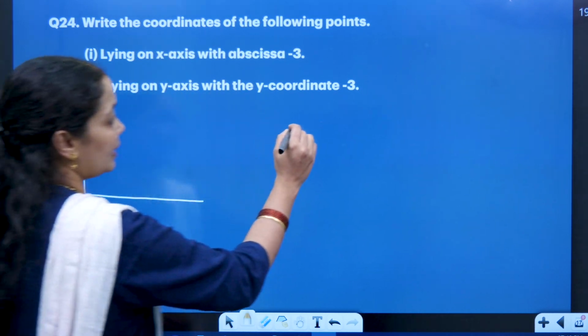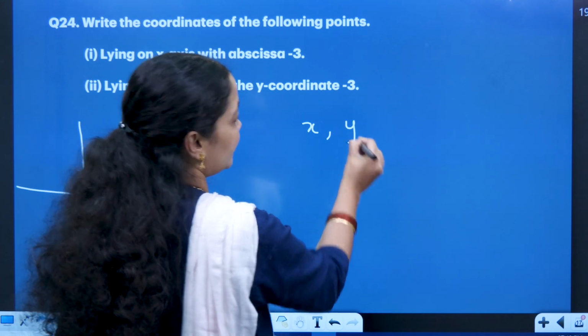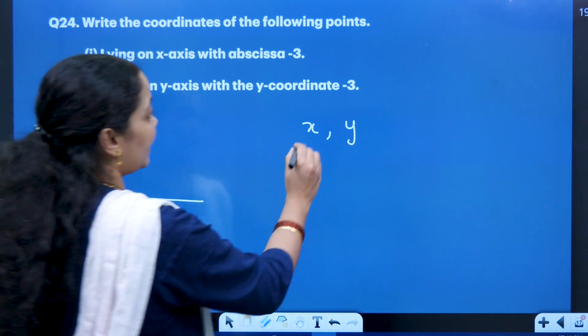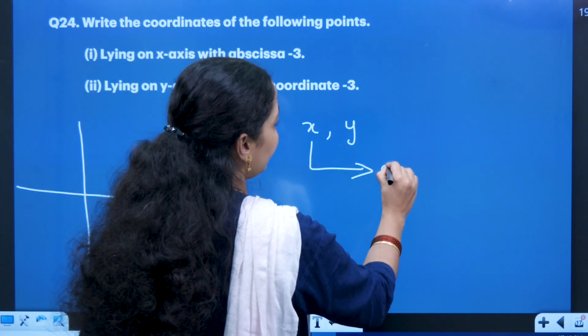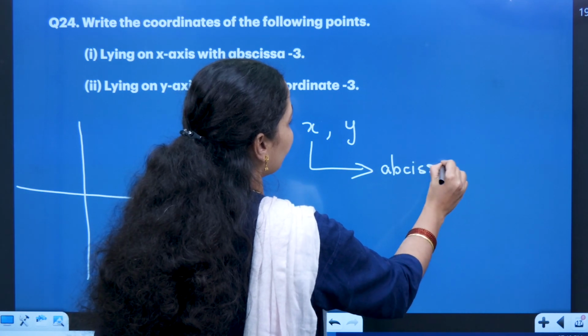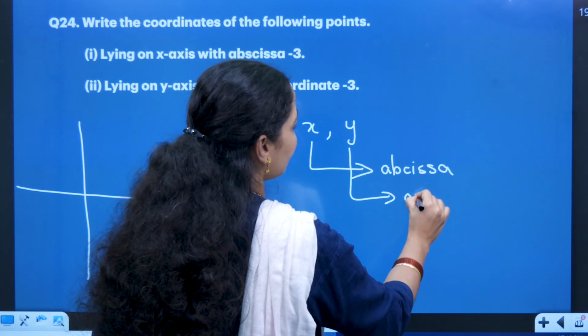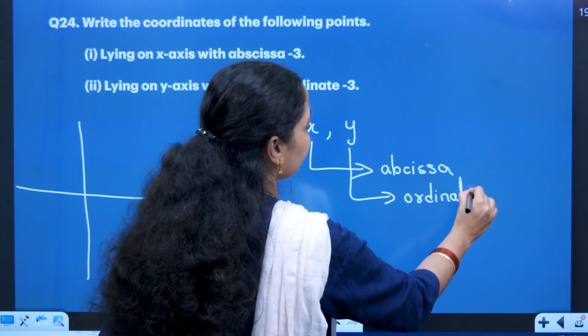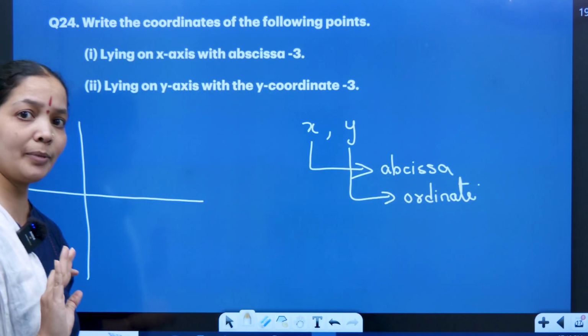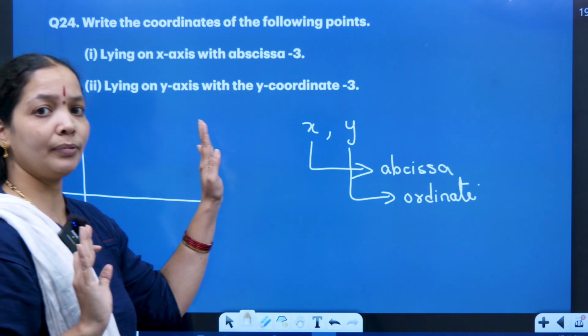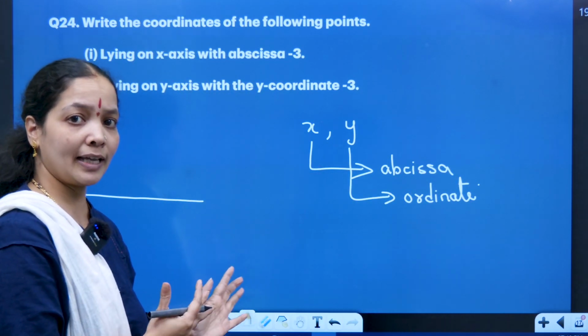I have told you in my many videos, if I have two coordinate axes, x and y, my x coordinate is always called my abscissa and my y coordinate is always called my ordinate. Please remember this. If you remember this, this question is very simple. Directly you can solve it without my help also.